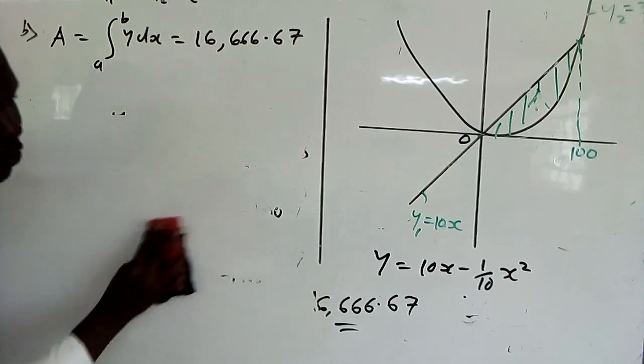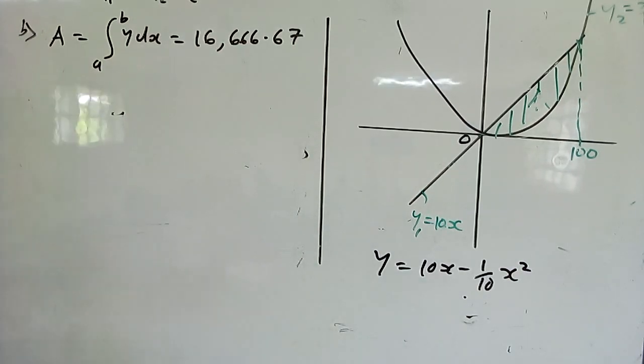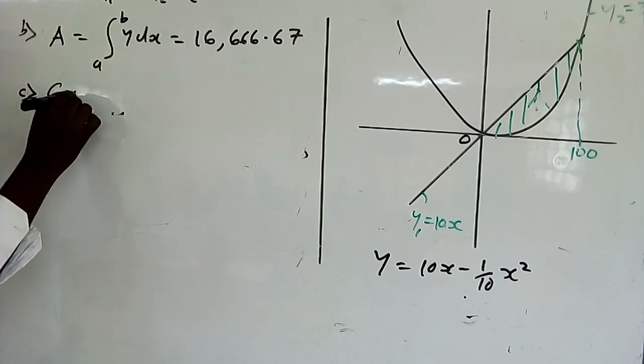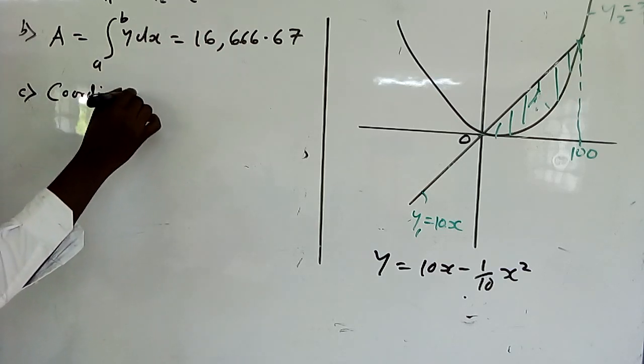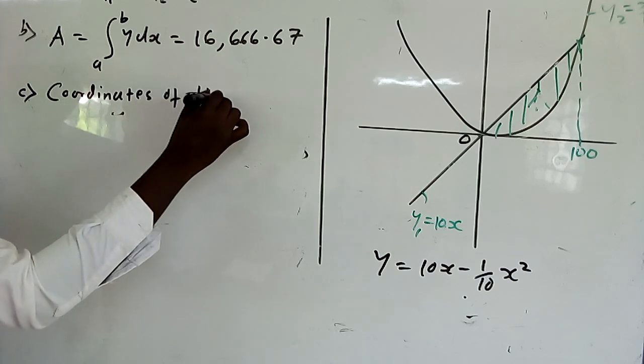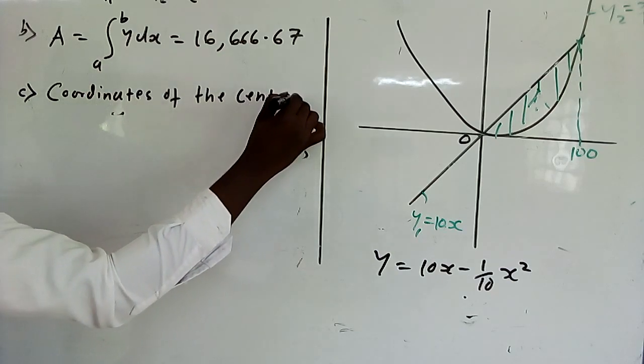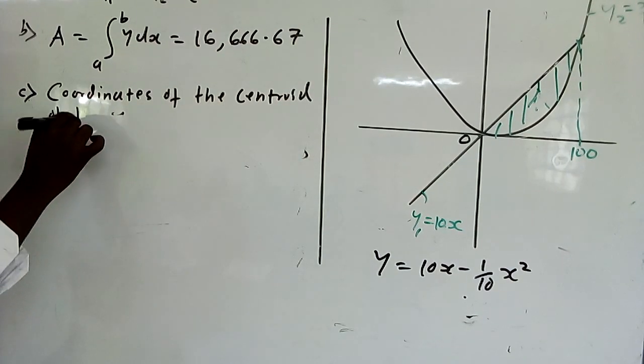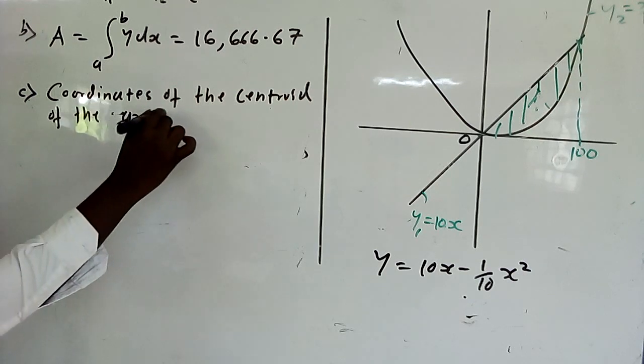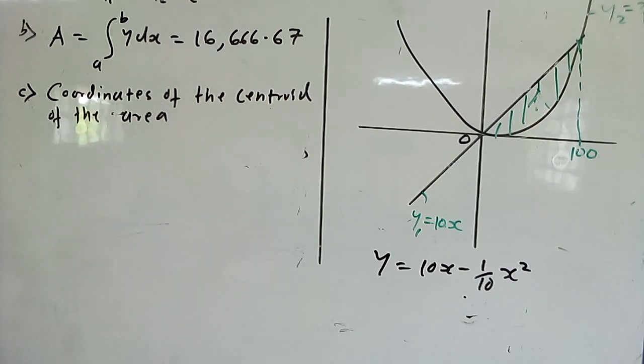Then we happily go to part C of the question. What do they want there in part C? The coordinates of the centroid of the area, isn't it? So they want the coordinates of the centroid of the area. Are we together?